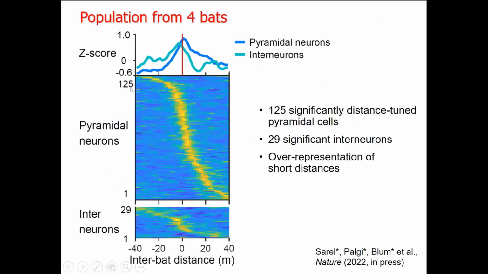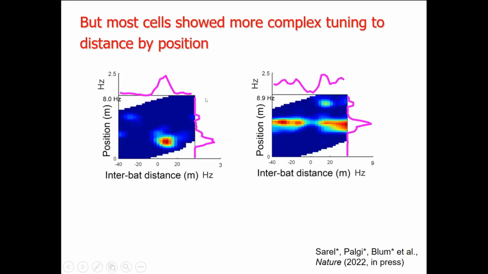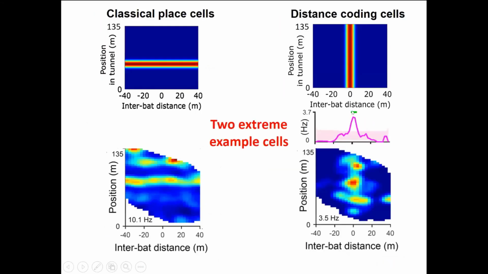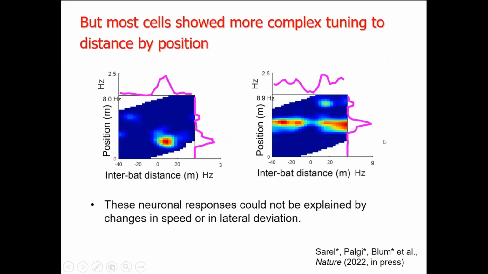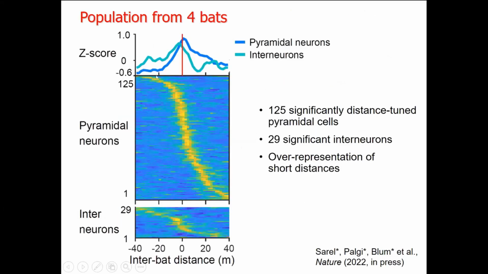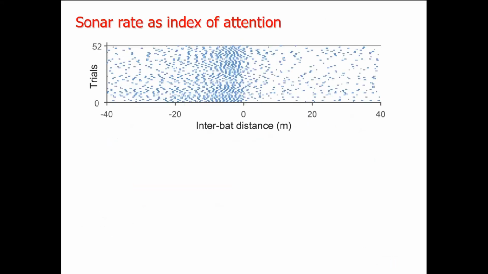And if you look at the population of the neurons, so if you now look at these one-dimensional tuning curves, and you color code them and look at all the neurons, so now each row here is a color-coded distance tuning. You see that you have all possible distances, but clearly you have an overrepresentation of distance 0, of the short distances.